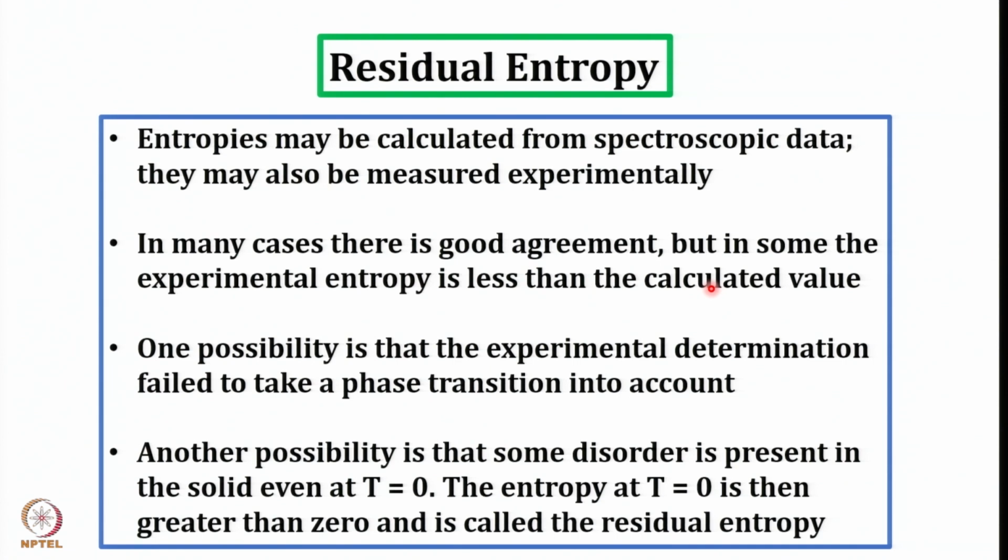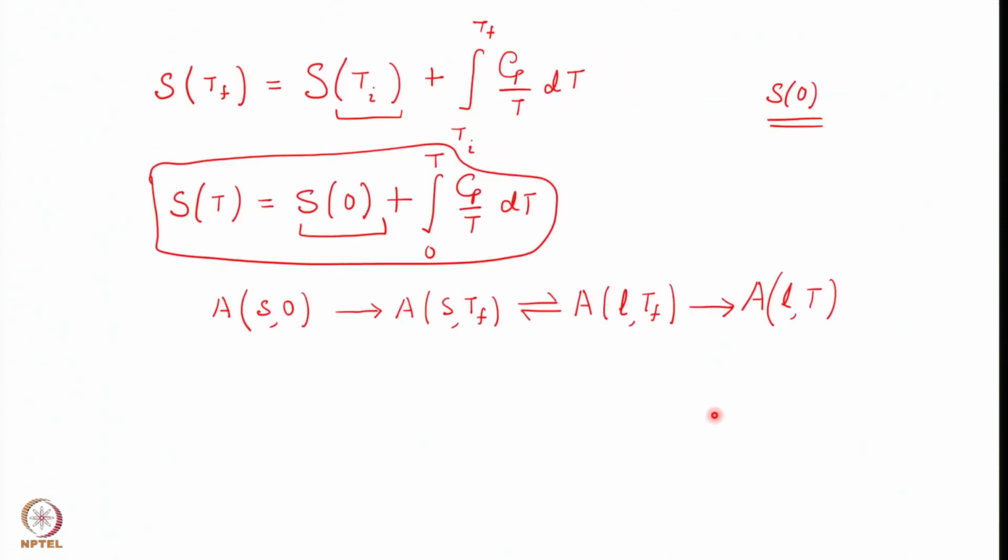What could be the possibility? Now look at the next comment. One possibility is that the experimental determination failed to take a phase transition into account. As I was trying to explain here, suppose I miss this phase transition, then your experimental value of entropy will be lesser than the calculated value. Why? Let us see how to write that. For this I will write S(T) is equal to S0 plus the integration from 0 to Tf of Cp of solid by T dT. I have covered this part.